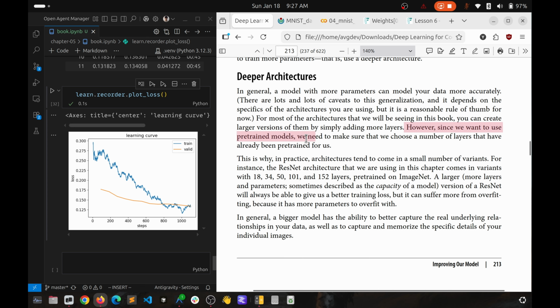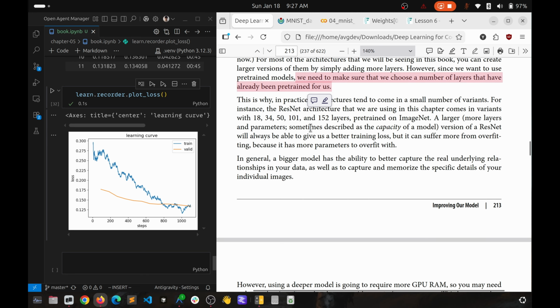However, since we want to use pre-trained models, we need to make sure that we choose a number of layers that have already been pre-trained for us. This is why in practice, architectures tend to come in a small number of variants. For instance, the ResNet architecture that we are using in this chapter comes in variants with 18, 34, 50, 101, and 152 layers, pre-trained on ImageNet.